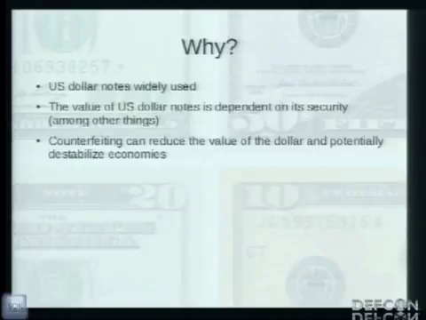So the reason why this is important is because despite the fact that a great deal of financial transactions are done electronically, the US dollar note is still widely used both nationally and internationally. And the value of the US dollar note, or any other note for that matter, is directly dependent upon its security, among other things. Counterfeiting attacks against currency at a low level will lead to financial losses to the victim of the attack, but at a medium level can devalue the currency, and at a large scale can actually constitute an attack of economic warfare.